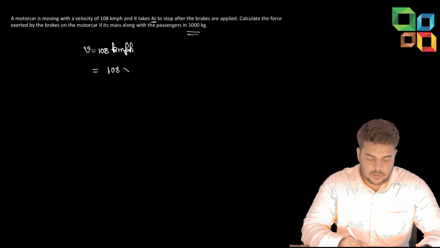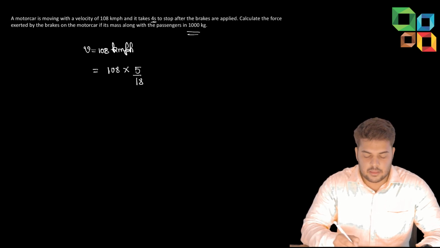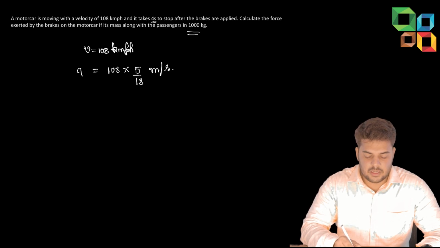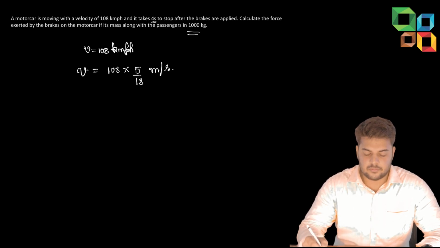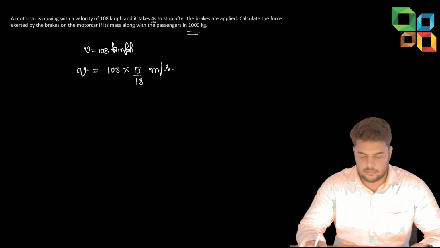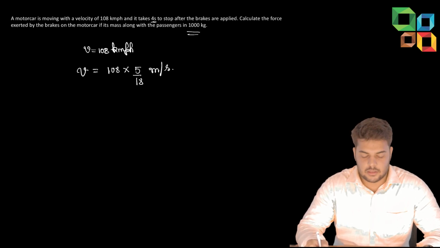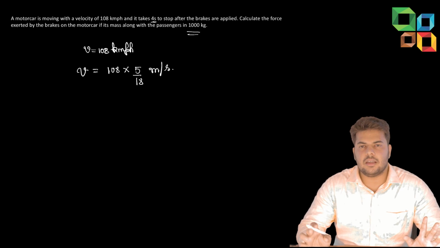So 108 into 5 by 18, that would be the conversion factor, isn't it? So multiplied by the conversion factor, this would be the speed in meter per second. All right, I'm sure there is a way to simplify 108 and 18, right? But let's keep it as it is and see what happens later.